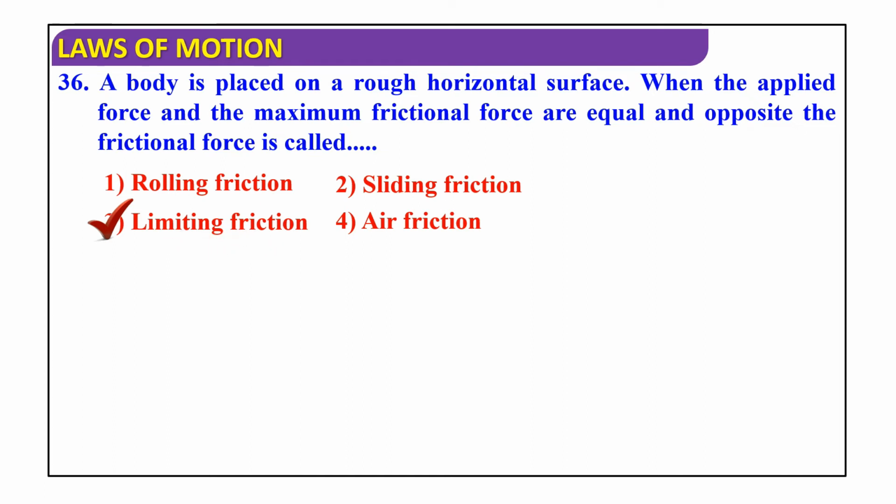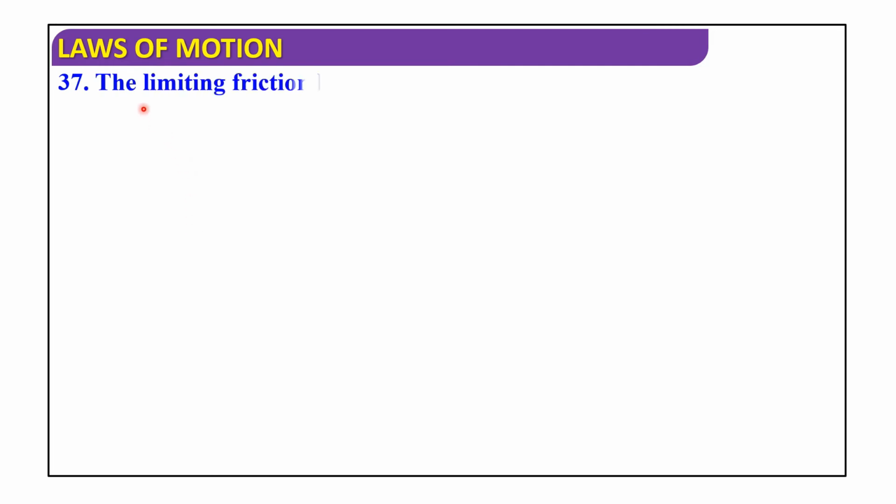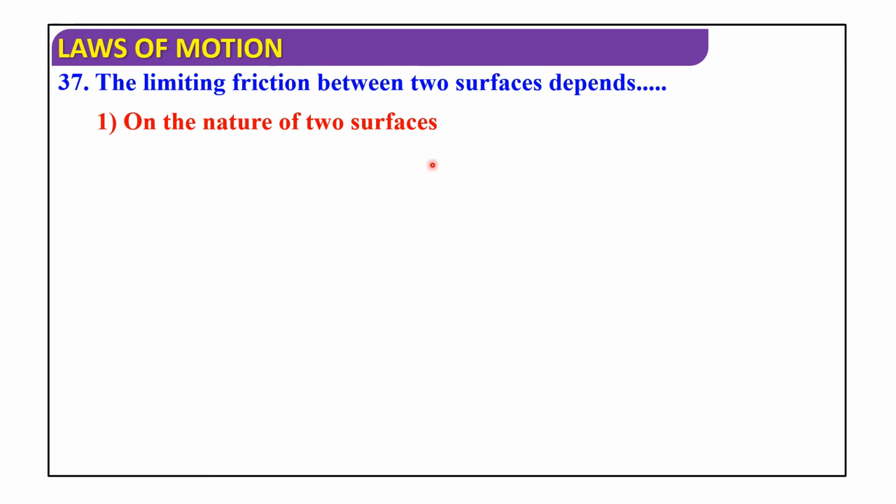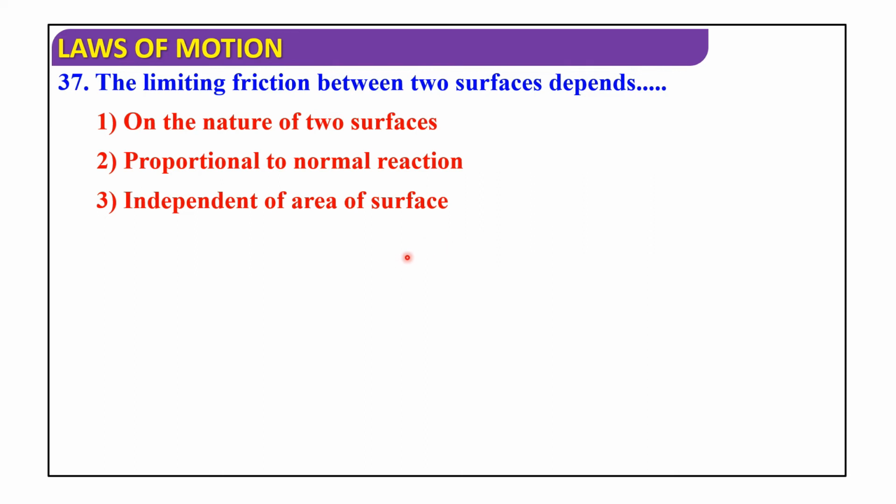Next, the limiting friction between two surfaces depends on the nature of the two surfaces, is proportional to the normal reaction, is independent of area of surface, or all of the above. It depends upon the nature of the two surfaces, it is proportional to the normal reaction, and it is independent of the area of surface. So the limiting friction between the two surfaces depends on all the three.